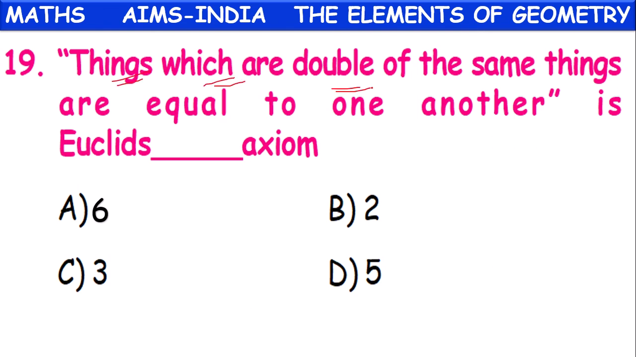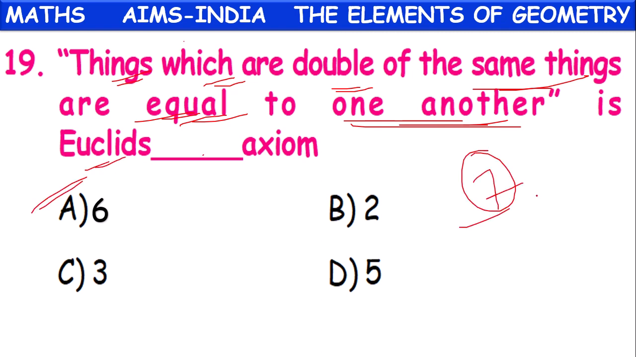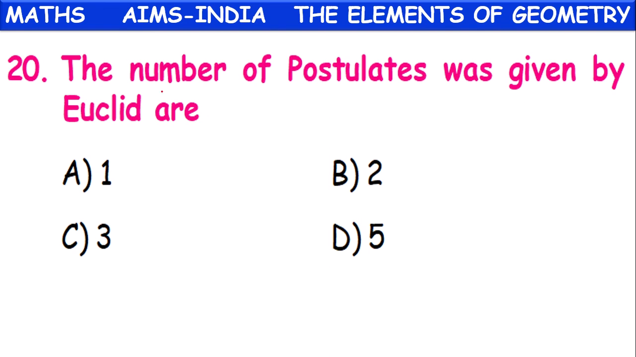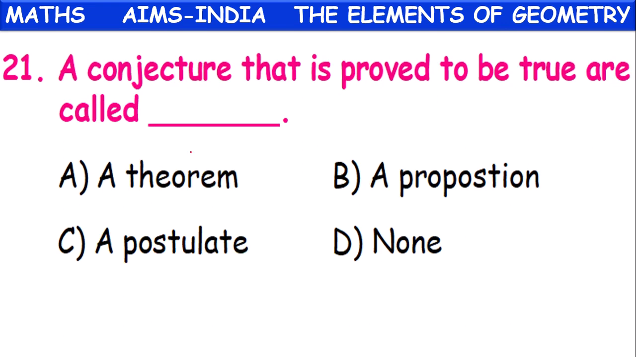Things which are double of the same thing are equal to one another. This was given in Euclid's sixth axiom. Euclid's total 7 axioms are there. Out of that 7, this is the sixth axiom. The number of postulates given by Euclid: Euclid has given 5 postulates.